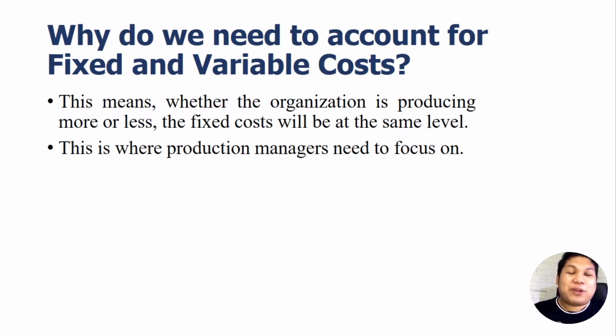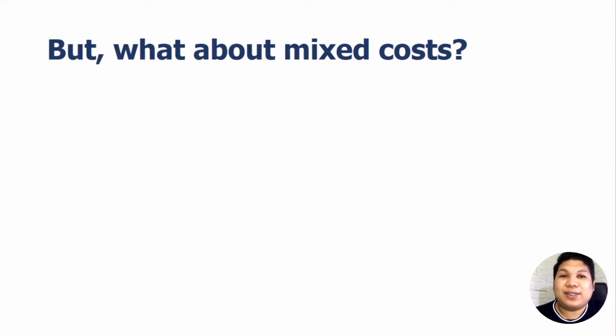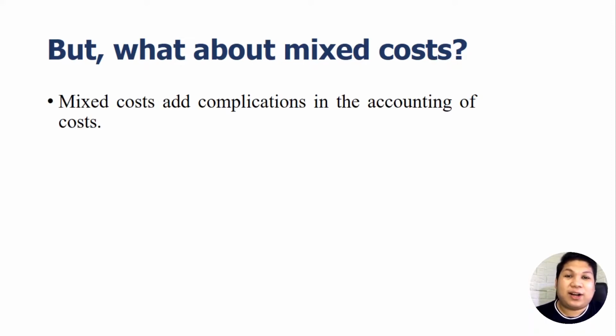So this is where the production managers need to focus, and they need to answer how many should they produce and sell to recover fixed costs. Okay? But what about mixed costs? Mixed costs are something which has both the characteristics of a fixed and a variable cost. So mixed costs add complications actually in the accounting of costs because mixed costs are both variable and fixed, and the decision making process of the managers would be more complicated, especially when mixed costs are present in the production.